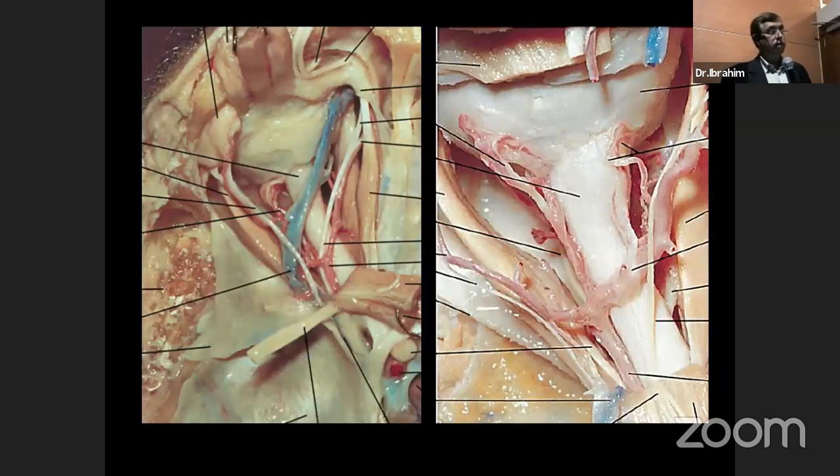So the globe, the optic nerve, and the various nerves. This is the oculomotor nerve, the lacrimal nerve, central artery, and the ophthalmic artery giving us the anterior ethmoidal and posterior ethmoidal arteries. It's a complex anatomy, but once you know it, it's easy.